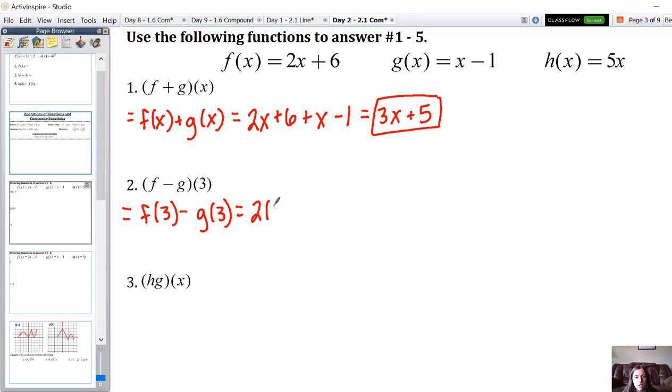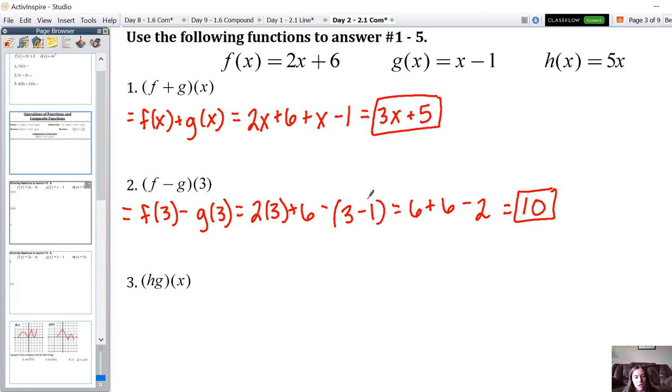We've got 2 times 3 plus 6, that's from the f function, minus, and then evaluating 3 in for x, 3 minus 1. I'm putting this in parentheses because I want to make sure I subtract this entire term, not just the 3. So simplifying further, we have 2 times 3 is 6, plus 6, minus, and 3 minus 1 is 2. Then 6 plus 6 is 12, minus 2 is 10. This one comes out to be an actual number because we were able to plug something in for those x values.